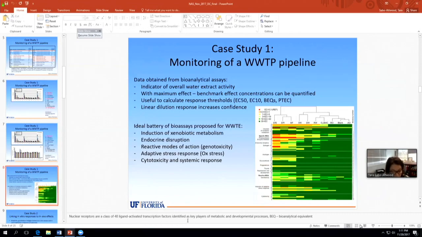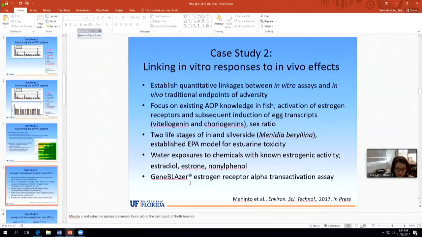Ideally, what we want in the in vitro assay, however, is to be predictive of some sort of adverse outcome in vivo, especially when we're dealing with complex samples, which brings me to case study 2. The goal of this work, done by Nancy Denslow, was to determine whether there could be a quantitative link between in vitro screening of compounds using these types of assays and key cellular and tissue outcomes.